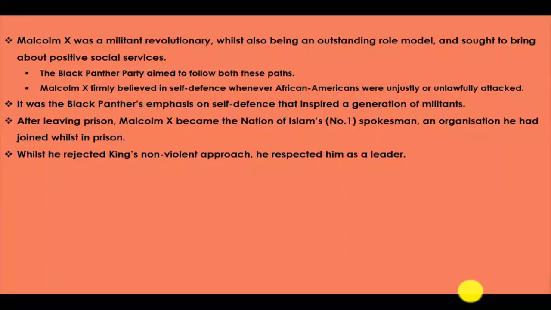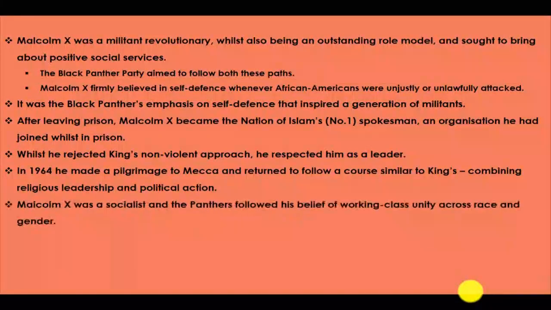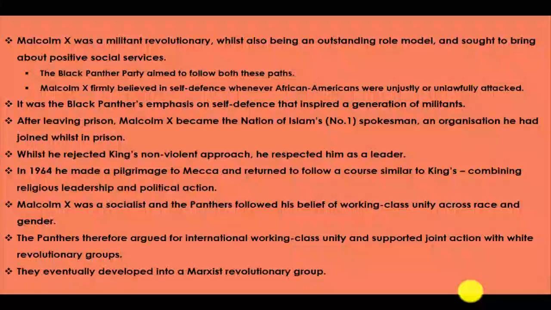And while he rejected King's non-violent approach, he respected him as a leader. And in 1964, he made a pilgrimage to Mecca and returned to follow a course similar to King's, combining religious leadership and political action. Malcolm X was a socialist, and the Panthers followed his belief of working-class unity across race and gender. The Panthers therefore argued for international working-class unity and supported joint action with white revolutionary groups, and they eventually developed into a Marxist revolutionary group.